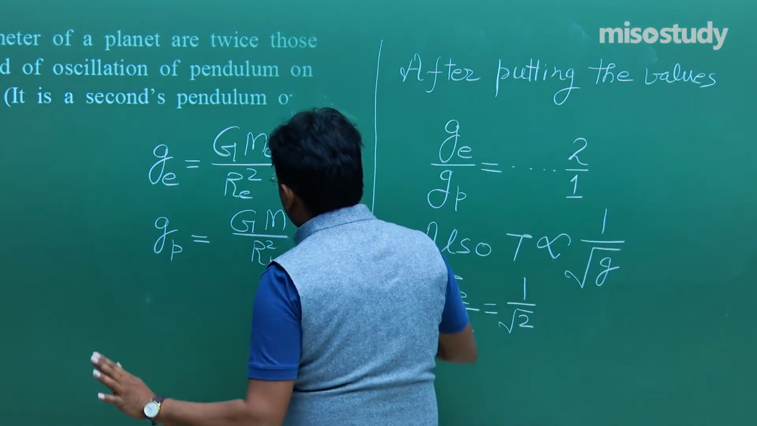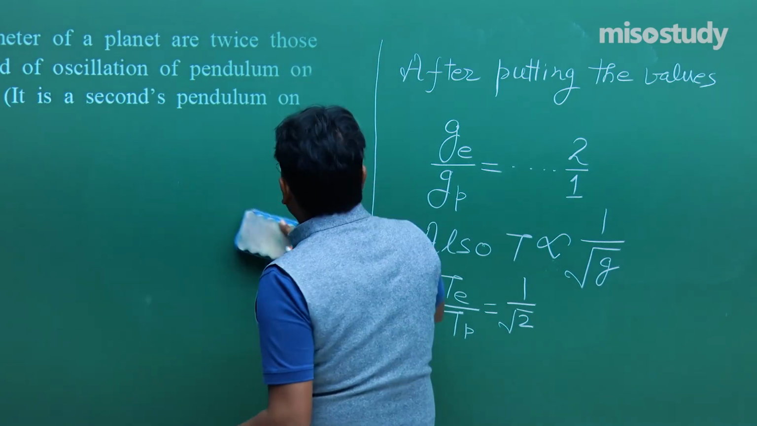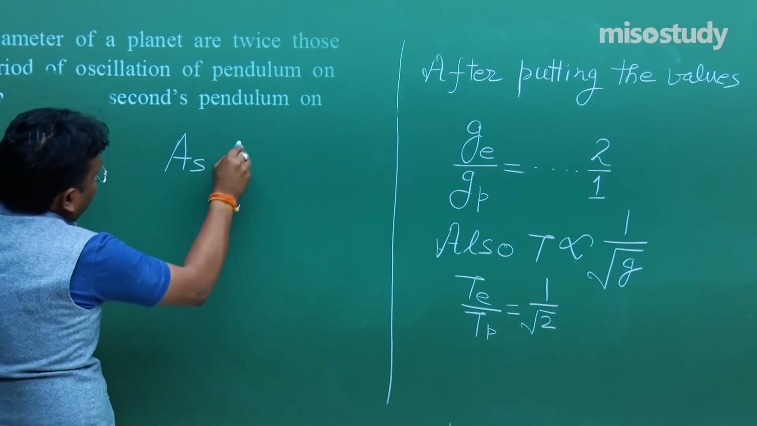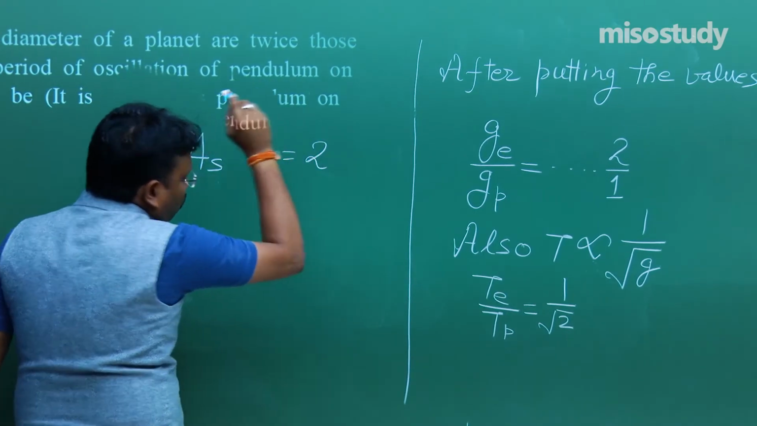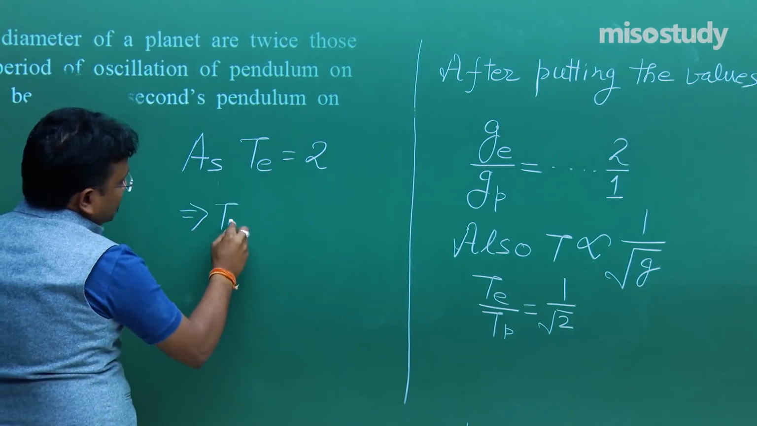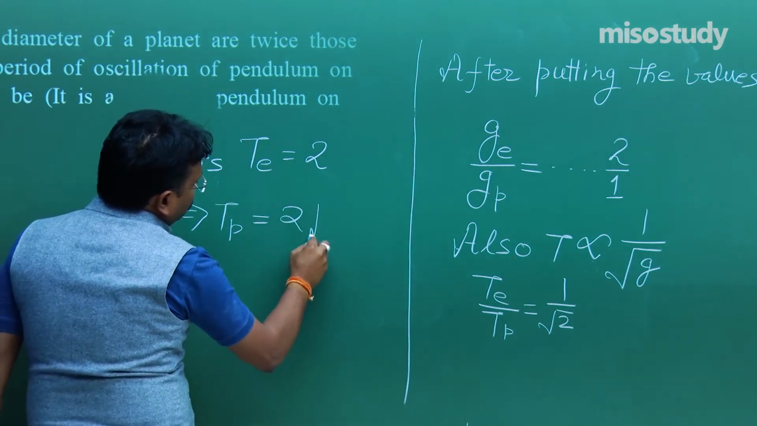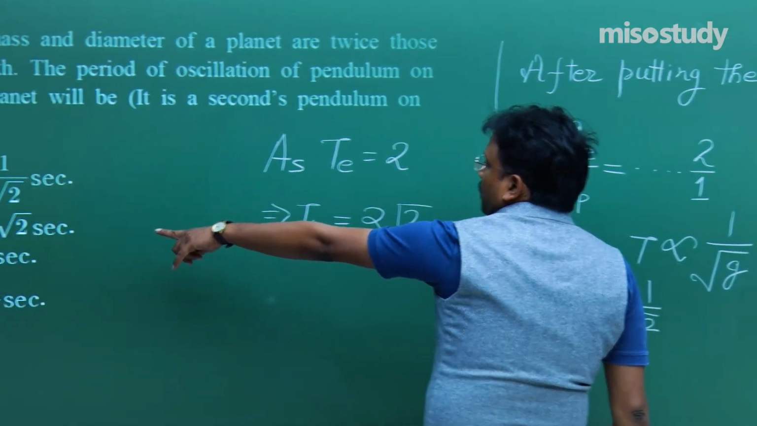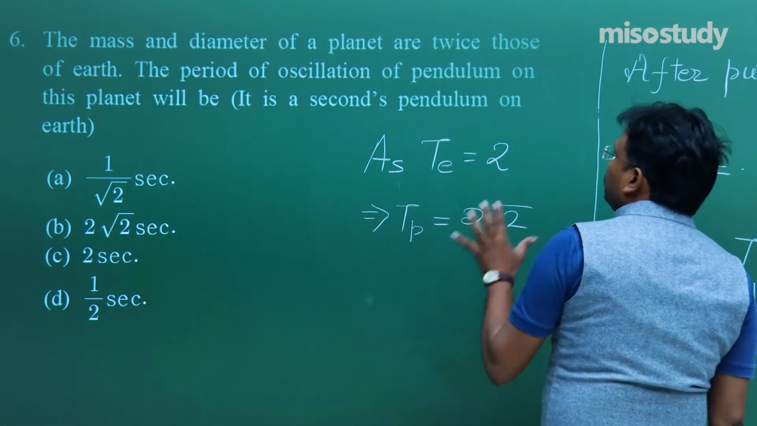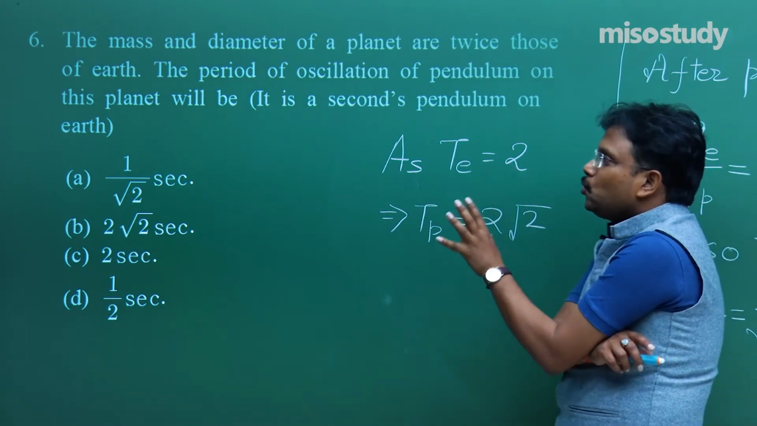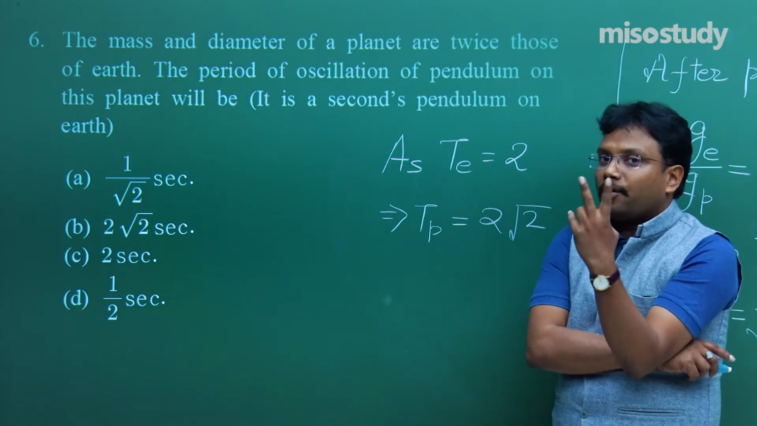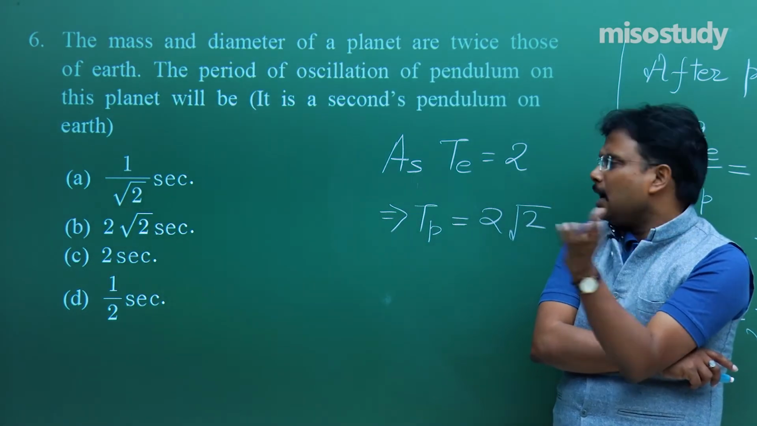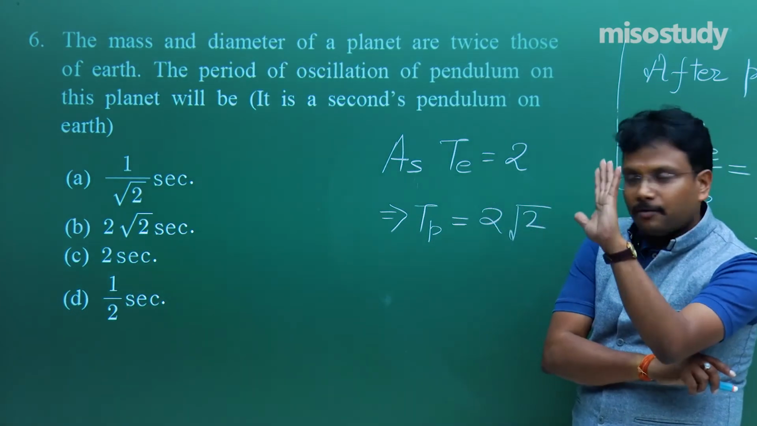So let's use this space and let me write down TE is equal to 2. This implies that TP is equal to 2 root 2, fine. So the correct answer is visible, B is the correct answer. This is a very simple question. You can say it incorporates two concepts. One is variation of acceleration due to gravity from planet to planet, and then this simple concept of time period, fine.